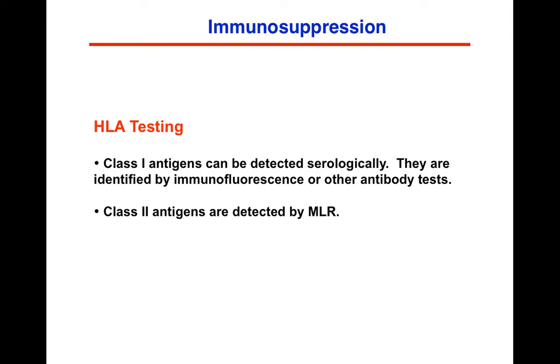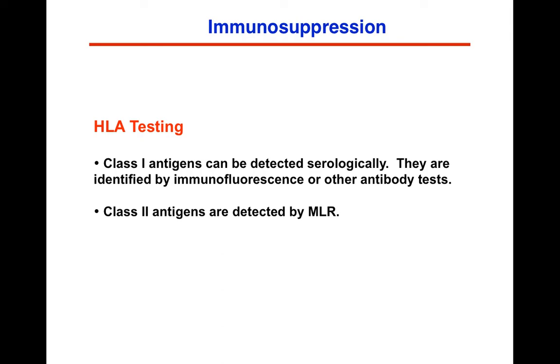Now you can do HLA testing. I can take some blood from you and me, and that allows us to do HLA testing to see how well we would potentially be a donor for someone. Class 1 antigens can be detected serologically, with antibodies. They are identified by immunofluorescence or other antibody tests.